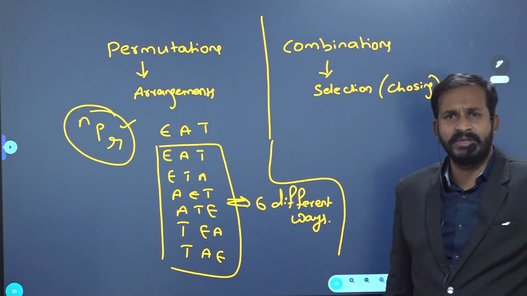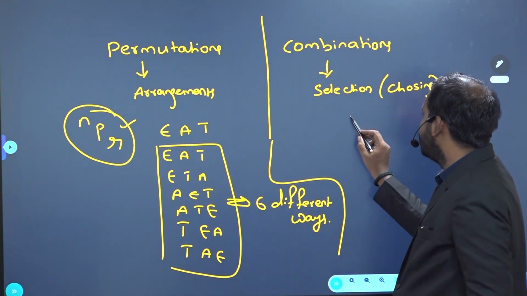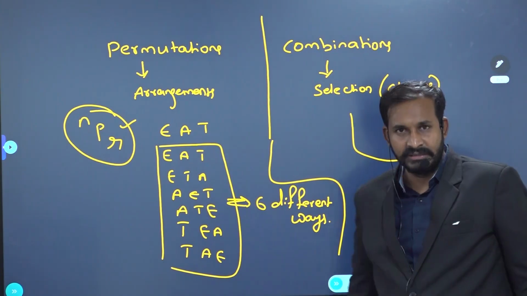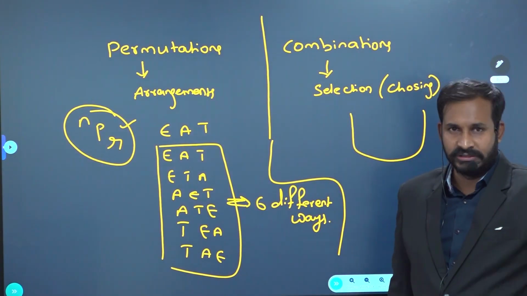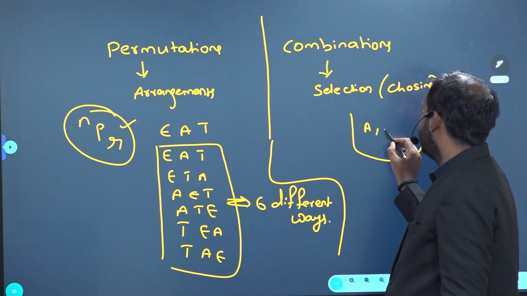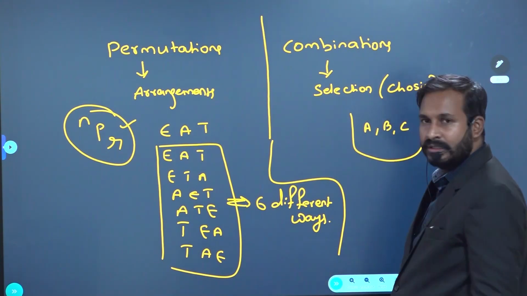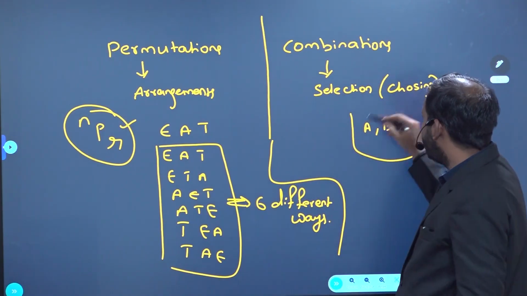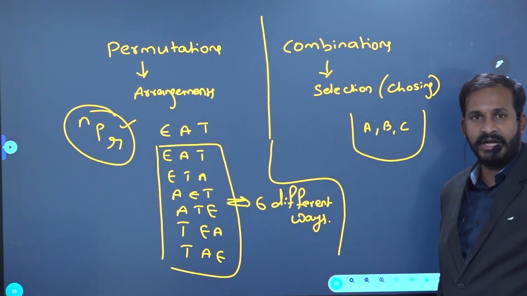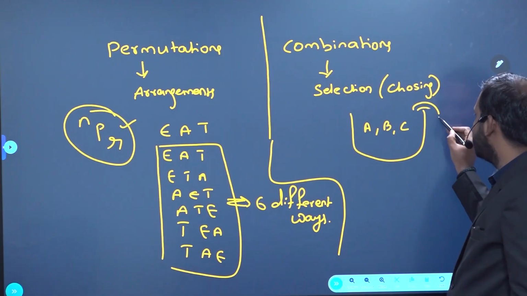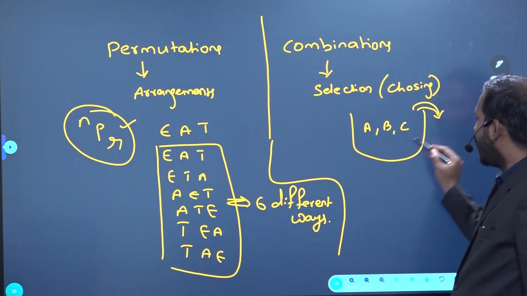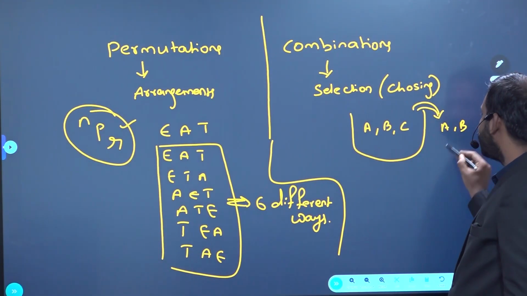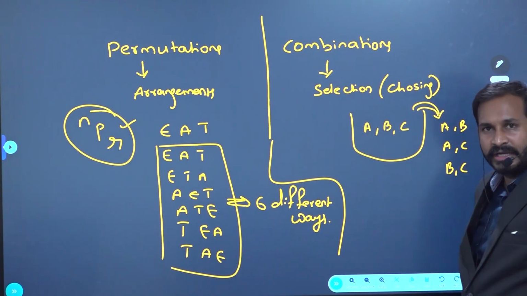In general, what is meant by combination? For example, in a bag I have 3 balls, A, B, and C. Now when I want to draw 2 balls from this bag, in how many different ways can I do it? I can draw either AB, or AC, or BC.